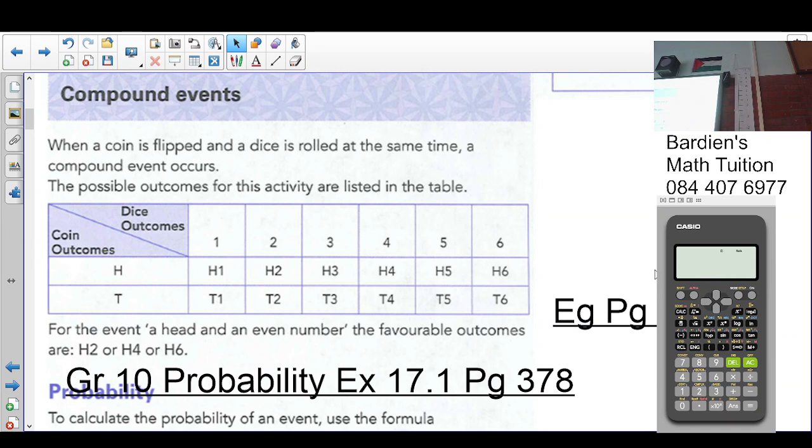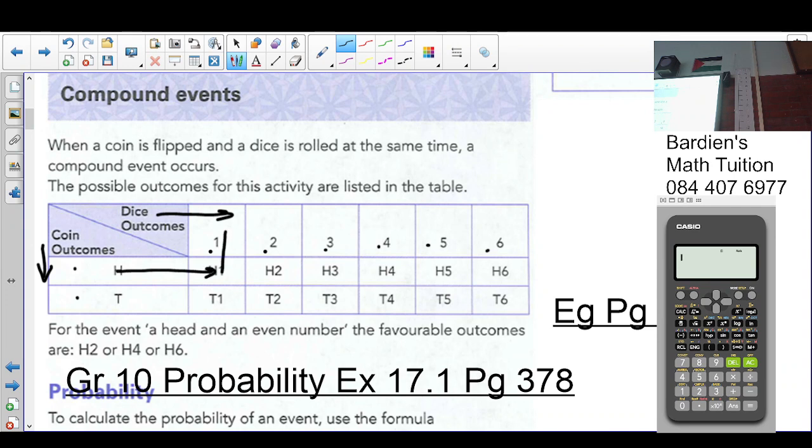One way we have the die outcome going in that direction, with the dice outcome and the coin outcome. Remember, a dice can be either a 1, a 2, 3, 4, 5, or 6, hence these numbers here. A coin can either be heads or tails. So if you roll a 1 and flip heads, it's H1, heads 1. If you roll a 4 and flip tails, it will be tails 4, and so on. The table helps us to list all the events that can occur.